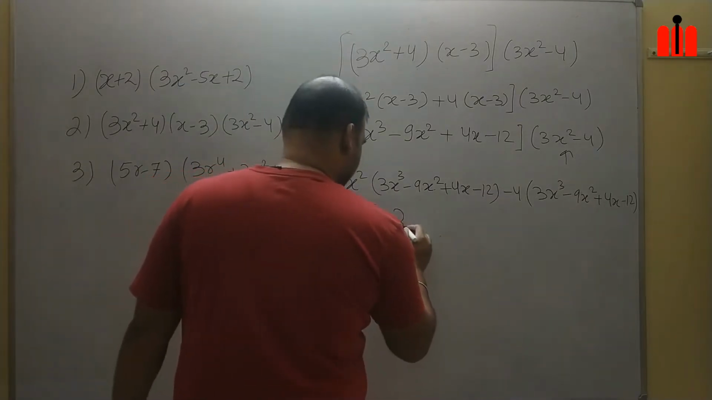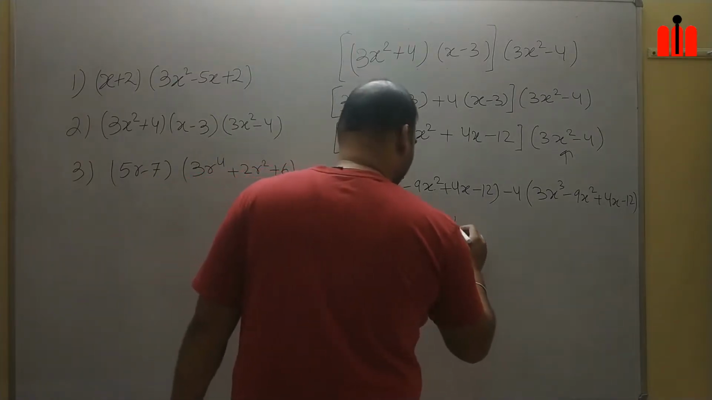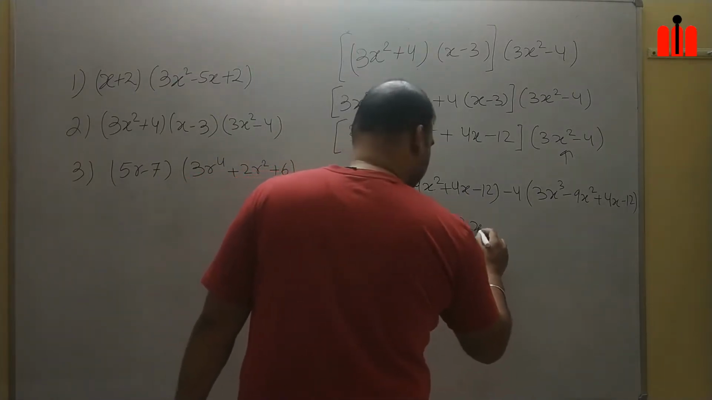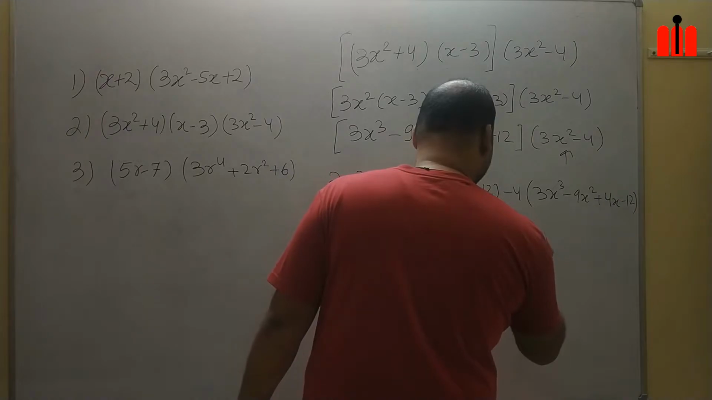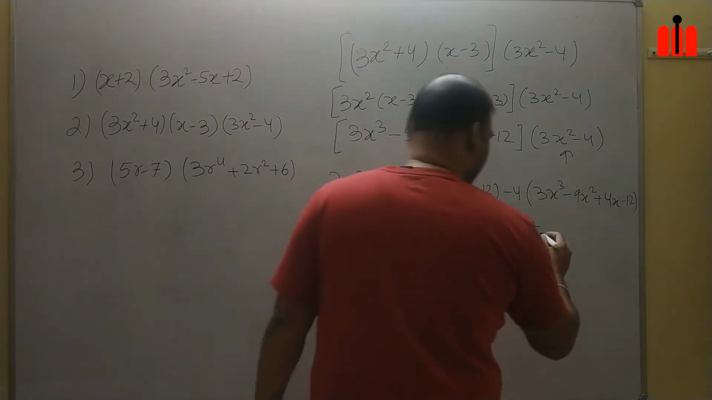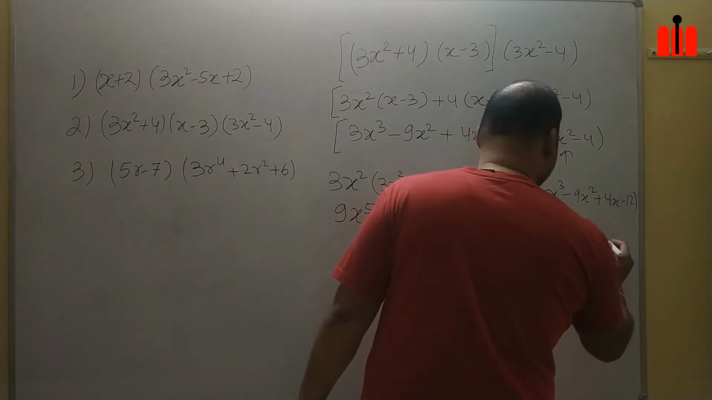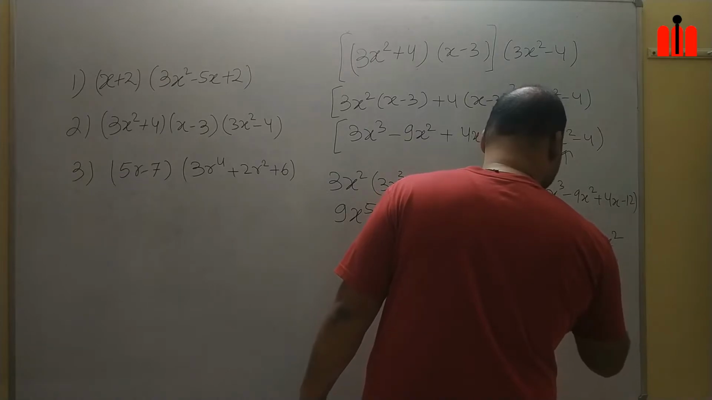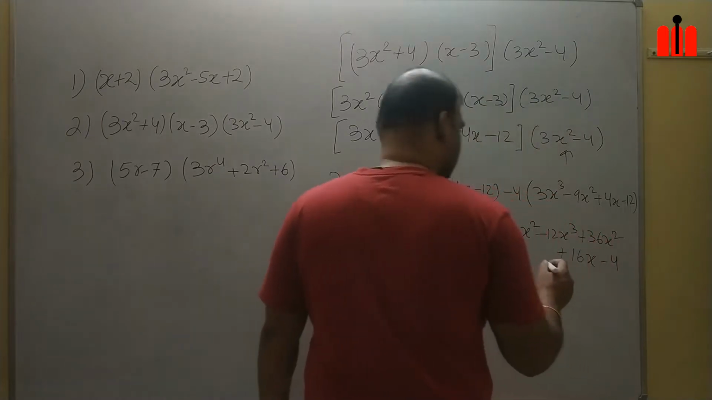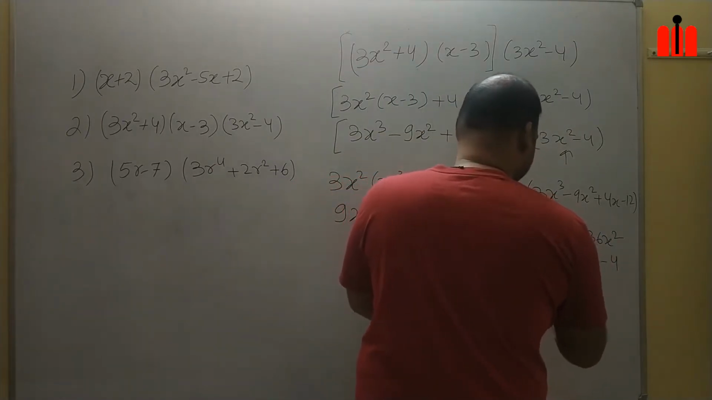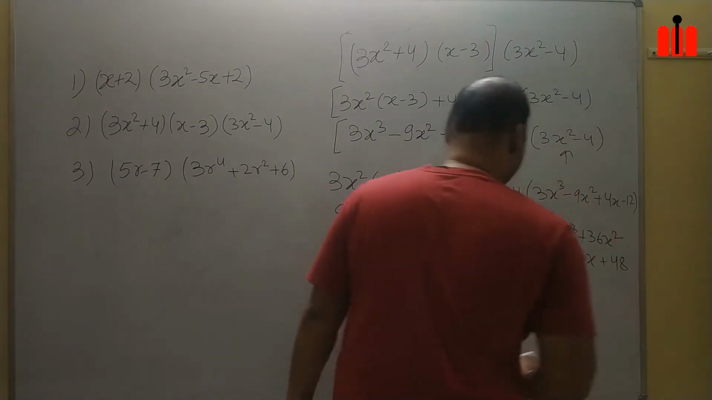3x² we will multiply with this, it will be 9x⁵, minus 9 times 3 is 27, x⁴, plus 3 times 4 is 12, x³, minus 12 times 3 is 36, x². From here minus 12x³ plus 36x² plus 16x minus, minus 4 into plus 4x, minus 16x, plus 12 times 4 is 48.